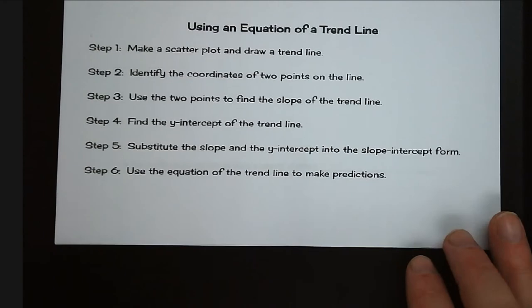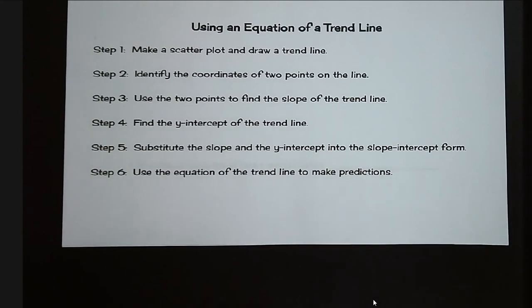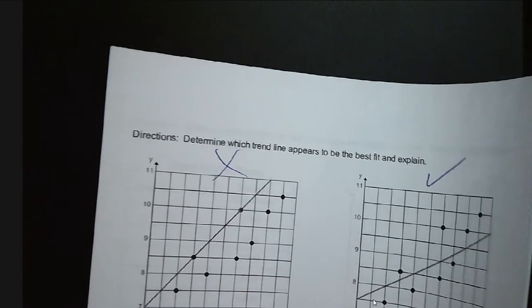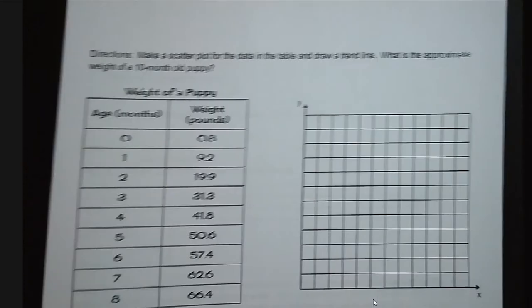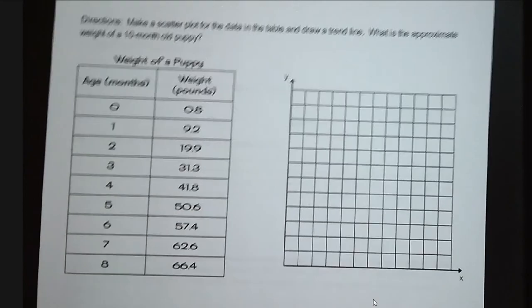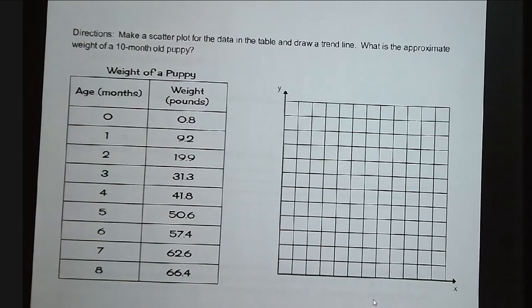Next up, using an equation of a trend line. So we would be able to make a scatter plot and draw a trend line and identify 2 coordinates, use them to find the slope, find the y-intercept, and then substitute and so on. We're not going to write the equations quite as much because I just don't want to. So we're going to start off, and I did not prep this one.